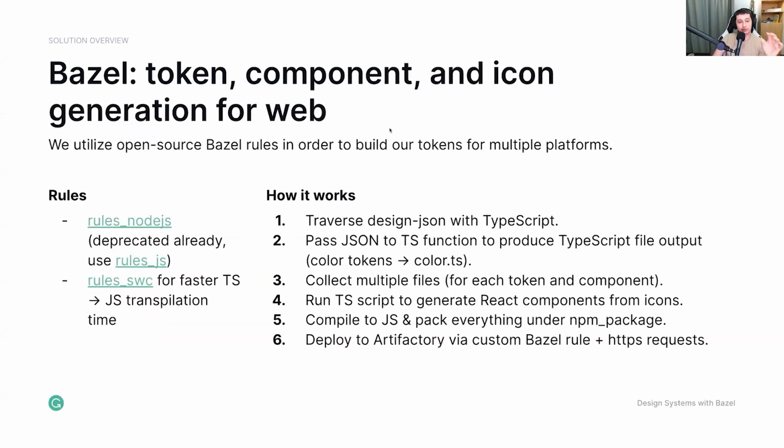Cool. How does our pipeline overview look? First, we traverse our design JSON with TypeScript. Then we pass our JSON to a TS function to produce a TypeScript file output, like color tokens become a color TS file. Then we collect multiple files for each token and component. Then we run TypeScript to generate React components from icons. Then we compile to JavaScript and pack everything into an npm package, and then we deploy that package to our Artifactory.